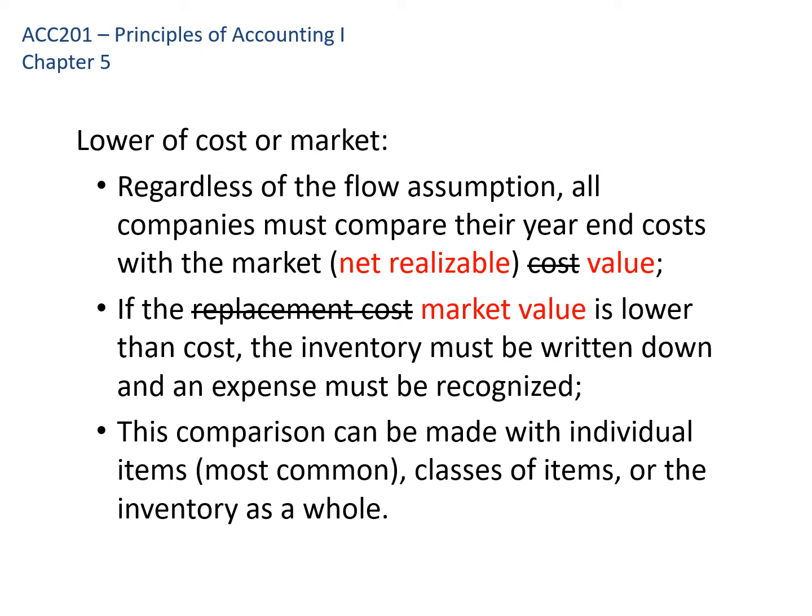We could do it based on classes of items. So for example, our bookstore could look at the total market value of textbooks versus the cost, the total value of clothing versus cost, and the total value of office supplies versus cost. Or we could do it as the inventory as a whole. What is the market value of the entire inventory? What's the cost of the entire inventory? That'll result in the least number of write-downs. So again, the individual item is the best way to do it because it doesn't allow margins on some items to offset losses on others.